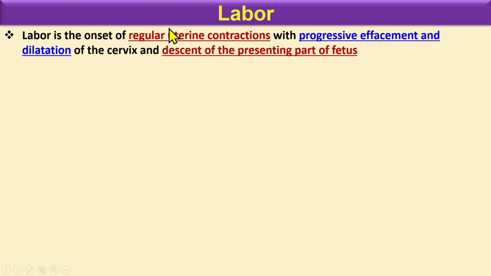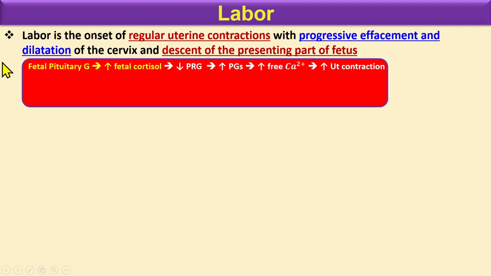Let's see the definition and explain it. First is the regular uterine contraction, so let's see what the theories are for uterine contraction. Number one, the fetal pituitary gland produces fetal cortisol. This increase in fetal cortisol decreases the progesterone. The decrease in progesterone and increase in cortisol lead to an increase in prostaglandin. Prostaglandin increases the free calcium, which causes the uterine contraction.